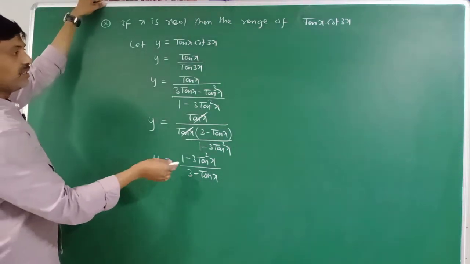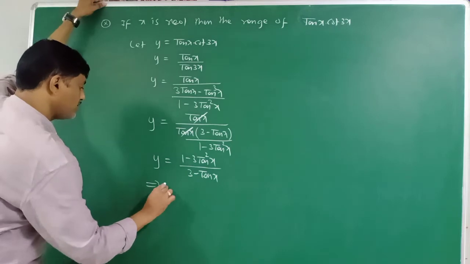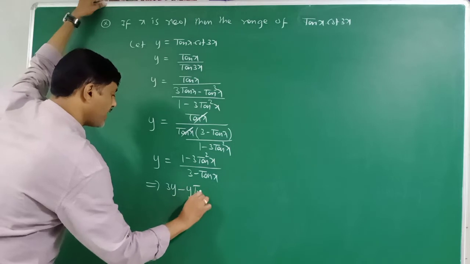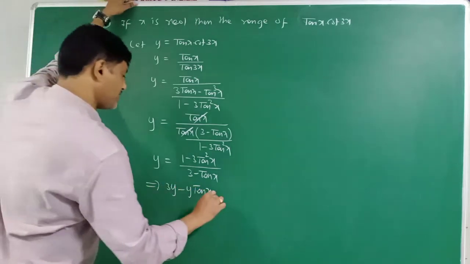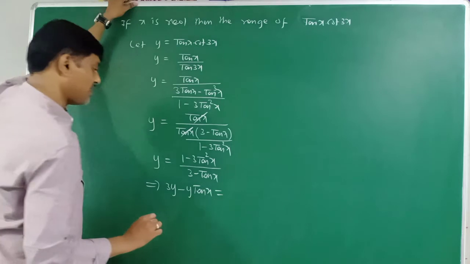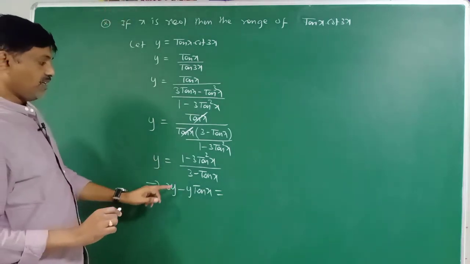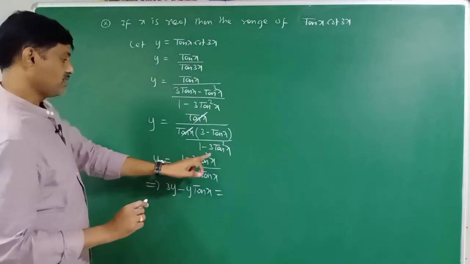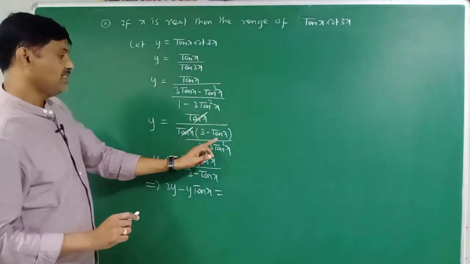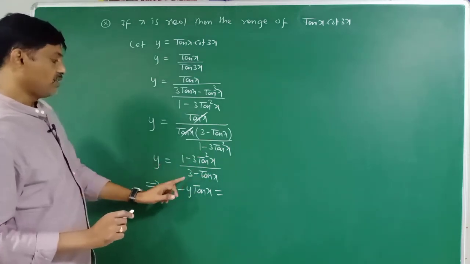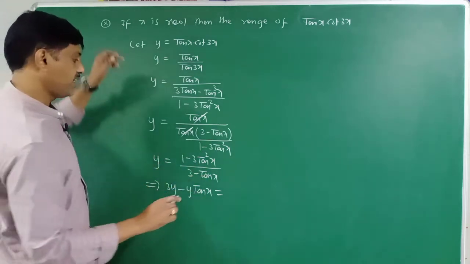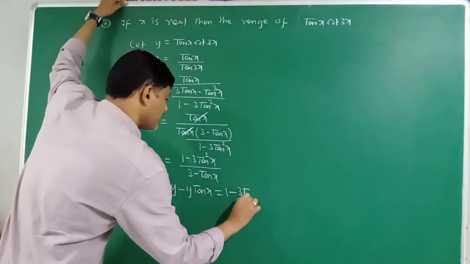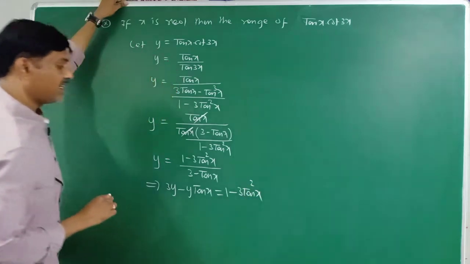Now cross multiply, this implies 3y minus y tan square x is equal to, y into 3, 3y minus y tan square x, because this is tan square x, this is 1 minus 3 tan square x by 3 minus tan square x. 3y minus y tan square x is equal to 1 minus 3 tan square x.